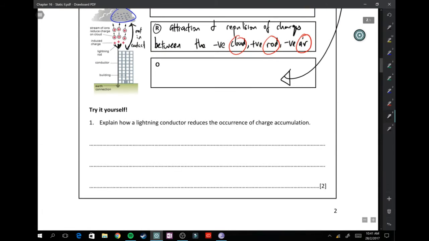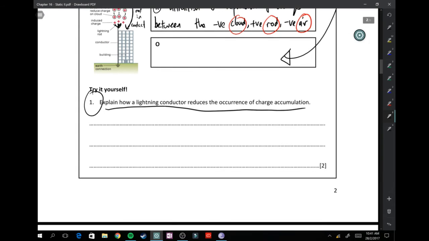Please try this question yourself: explain how the lightning conductor reduces the occurrence of charge accumulation. It's basically what we went through. If you write a good answer, please do. At the end of the day, I want to collect this so that I can mark all your try-yourself answers.